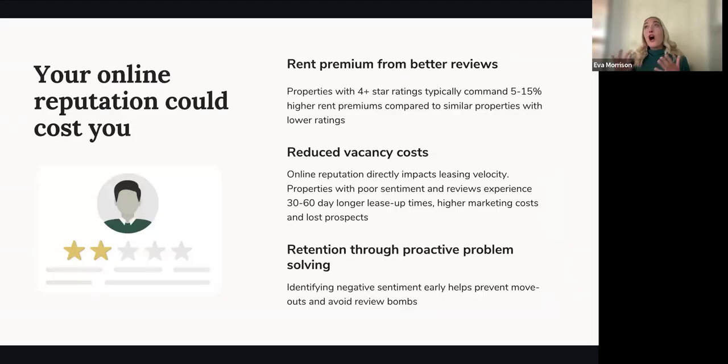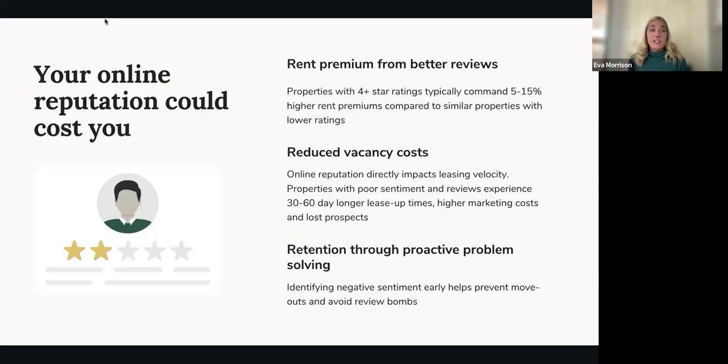And we know that not addressing your online reputation could be costing you. Like we said, rent premiums can be higher for folks with really strong online reviews. Properties with 4 or more stars can actually see anywhere from 5 to 15% higher rent premiums compared to properties with lower ratings. So this has a huge impact on how we're pricing, our competitiveness in the market, and our ability to grow NOI and the bottom line.